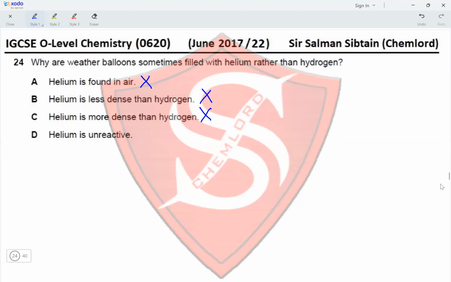So not the reason. Helium is unreactive. Yes, helium is unreactive, whereas hydrogen is a flammable reactive gas. So that makes hydrogen unsafe for use in a weather balloon because the weather balloon may explode, while helium being unreactive will not have such adverse effects as hydrogen. Therefore, this is the correct reason for the use of helium to fill weather balloons. This makes option D the correct option for this question.